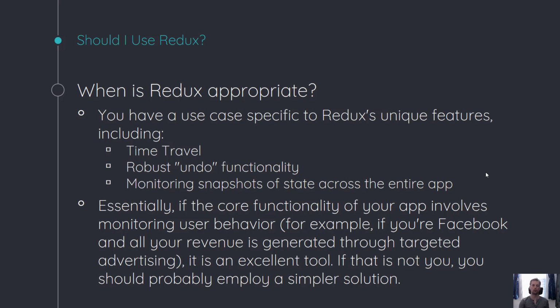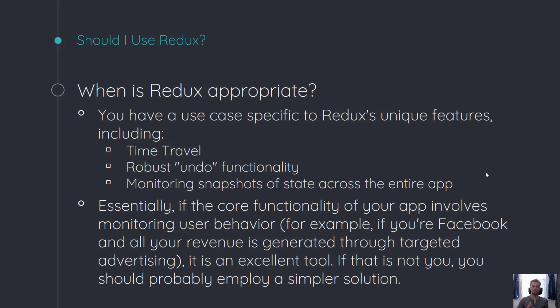So what is an appropriate use case for Redux? Well, anytime you have a use case that is specific to Redux's unique features that aren't provided by other state management solutions. For example, if you really care about time travel, if you want to be able to be looking at all of the events of a particular user who has been going through the application and interacting with it in a particular way, and you want to be gathering data about that, and you want to be able to recreate that user's experience across the entire app, Redux can be very helpful for doing that. Likewise, in the same way, it is very good for an undo functionality. If you need to be monitoring snapshots of state as it changes across various interactions with the app, Redux can be very helpful for doing that.